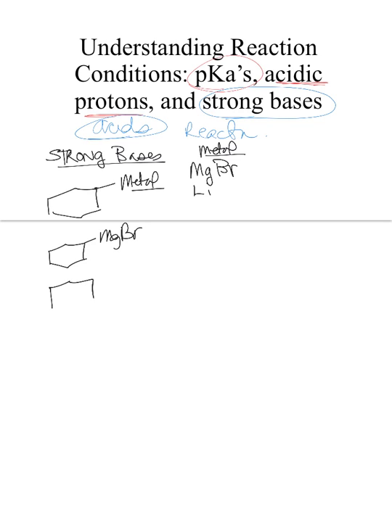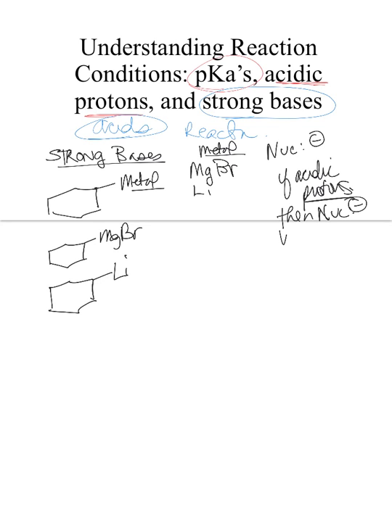If you see, this is cyclohexyl lithium, that is a base. Now it's also a nucleophile, but what distinguishes a nucleophile? If there's an acidic proton around. So if there is an acidic proton on your organic compound, then this nucleophile will act as a base. And the reason why that happens is because it is so much easier, quicker, kinetically faster to obtain an acidic proton than it is to act as a nucleophile and attack a carbon.